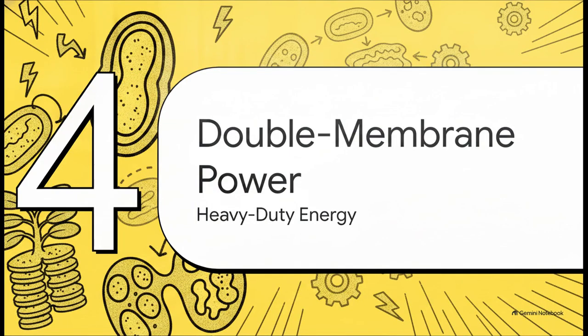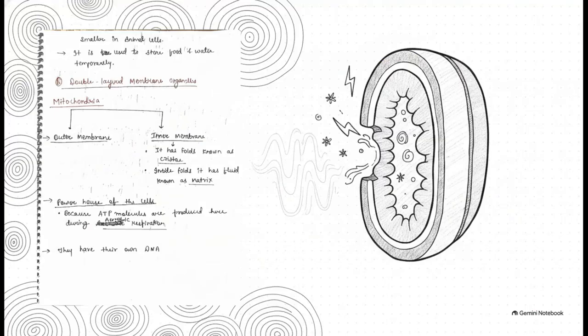Section 4, Double membrane powerhouses, heavy-duty energy. Now, you've almost certainly heard this name before. We are officially leveling up into the double-layered membrane organelles category, and our very first stop is the famous mitochondria. Its structure is significantly more complex, boasting two distinct layers that are completely vital for its heavy-duty energy-generating capabilities.